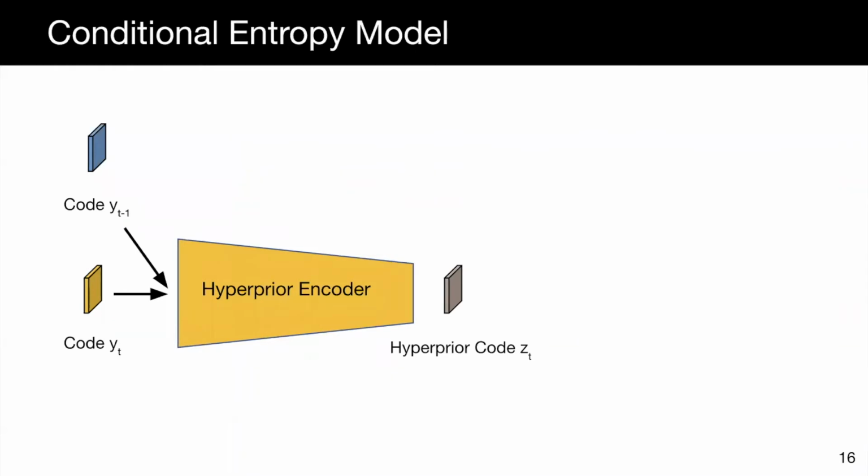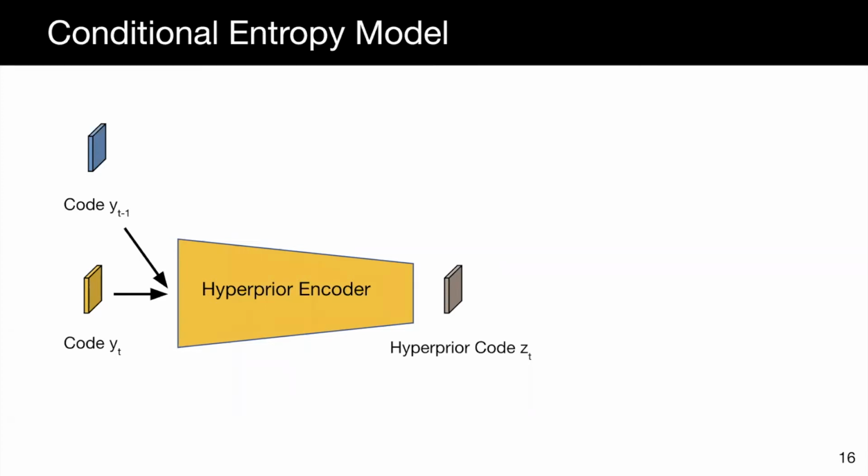Our entropy model relies on this additional code called a hyperprior code, in addition to the previous latent code y_{t-1}, to help predict the probability of y_t. This hyperprior code captures side information beyond the information provided by y_{t-1}. For example, it can capture artifacts, motion, or changes in appearance. It's a similar idea to the residual frame used in previous approaches, but here we're using it as the entropy model.